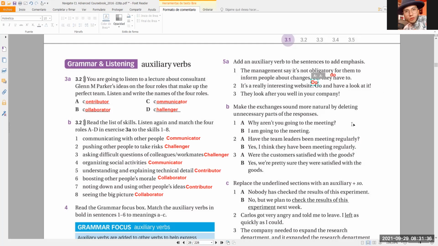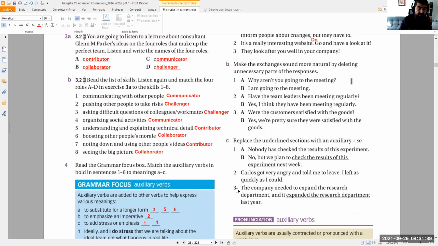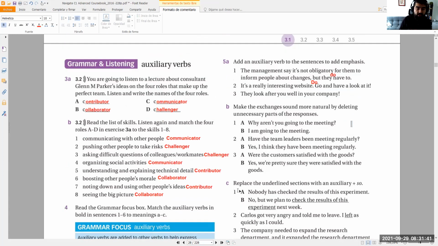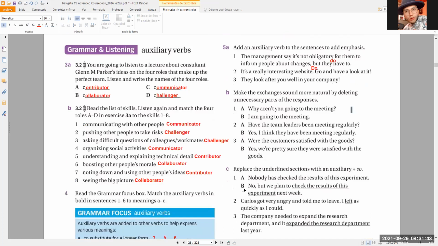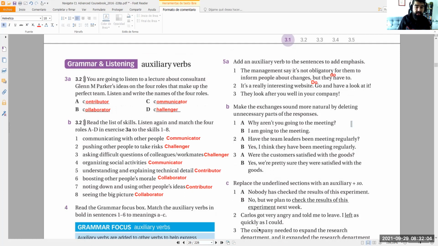We're confused about it. Remember, that's actually one of the uses, the use of do to emphasize imperatives. You can use it at the beginning of imperatives always. But of course you need to be careful with the context because it's very strong. Depending on the context, it might sound a little bit sarcastic, and you may want to avoid that. But in this case, it's perfect. Thank you, Diego. Number 3, guys: they look after you well in your company. Who's going to help me with that one?